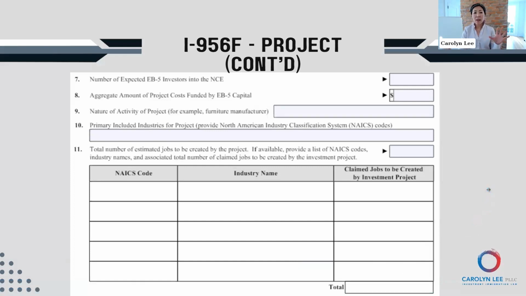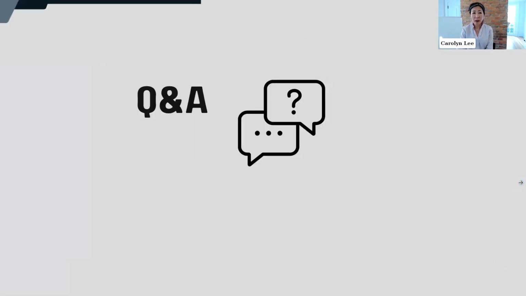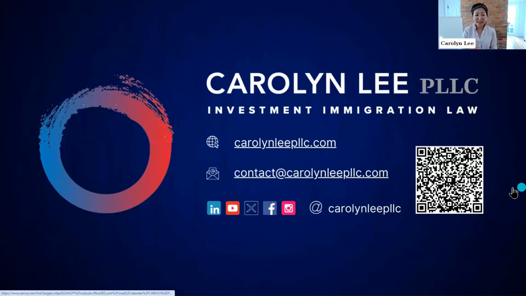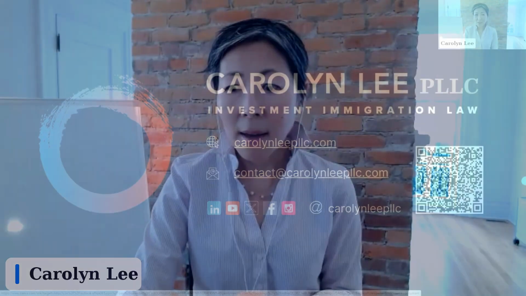So these are the elements in the form, and they're pulling from the underlying exhibits, right? Like the comprehensive business plan, like the economic impact analysis, like the investment and offering documents. So in our next conversation about the 956F and preparing to fundraise, EB-5 fundraise, I'm going to talk about the contents of the 956F. Questions at this point? Take a few minutes for those.